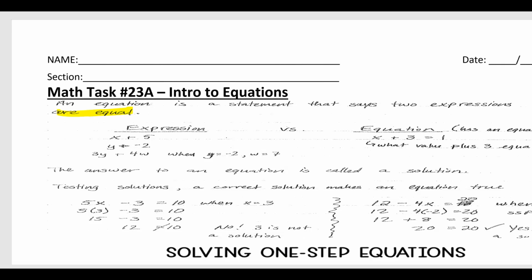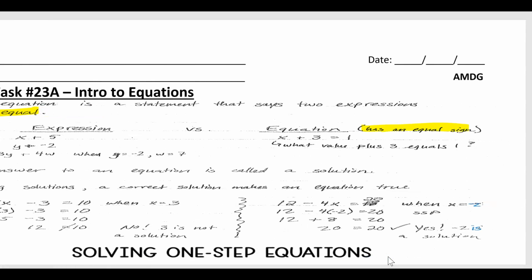Now remember, the expressions were things like x plus 5 or y plus -2. They did not have equal signs, right? Sometimes I might have told you that y equals -2 and w equals 7. You had to evaluate. But the equation will have an equal sign. That's the big difference, right?